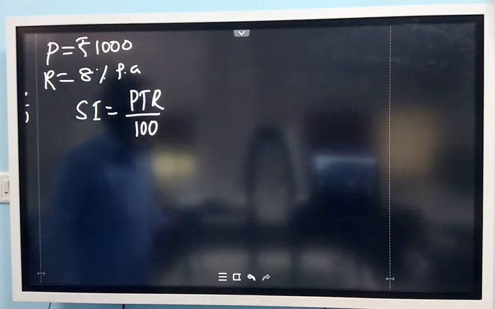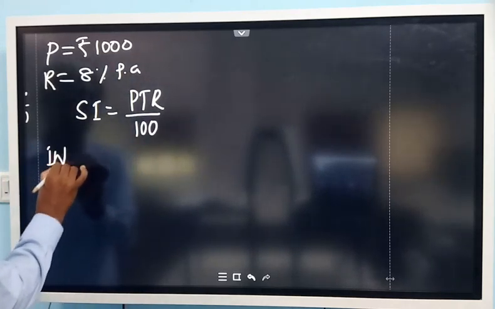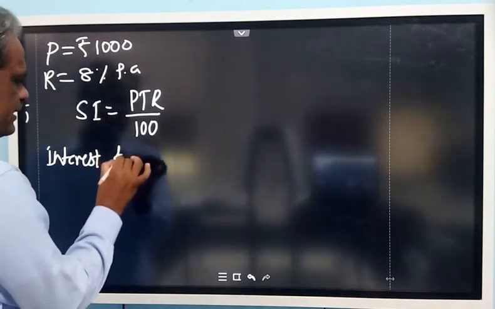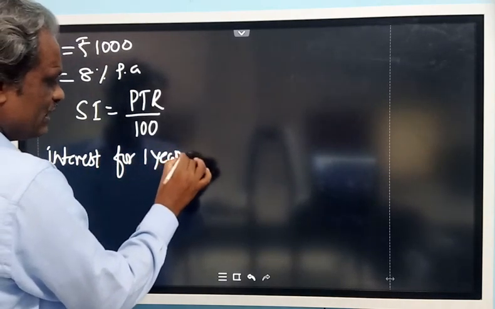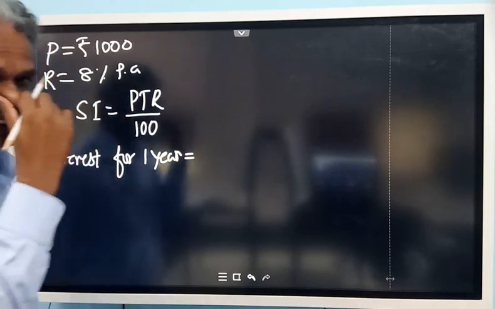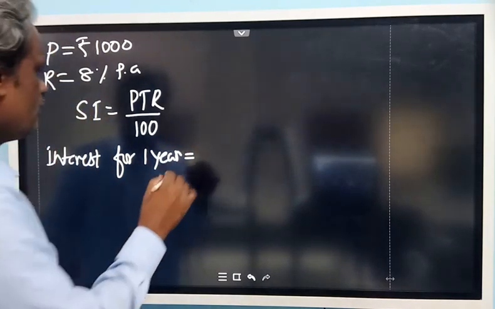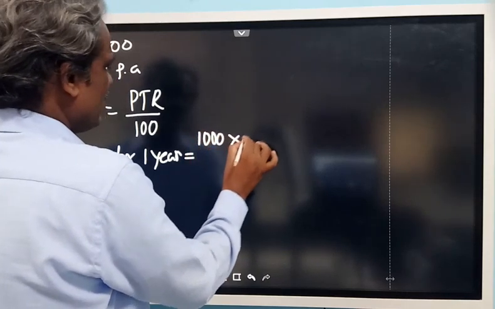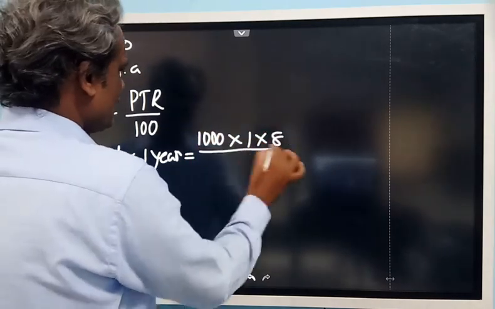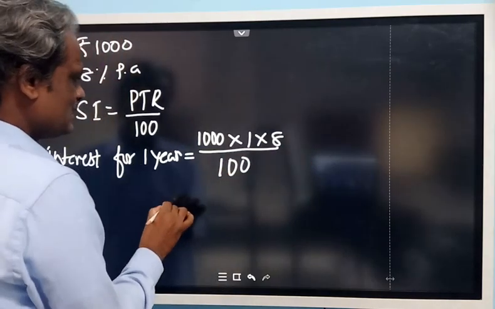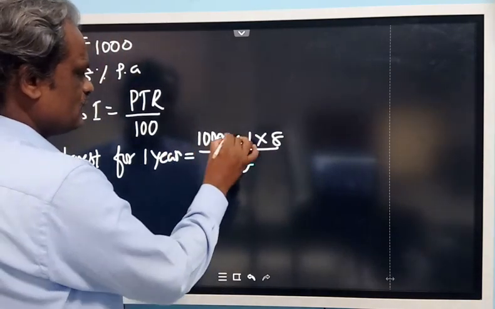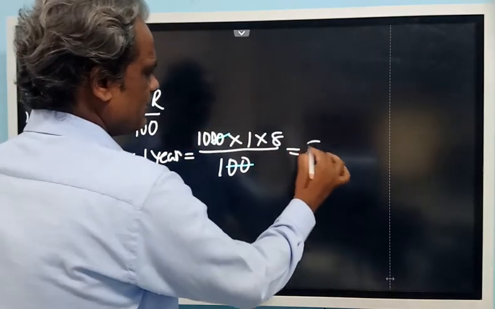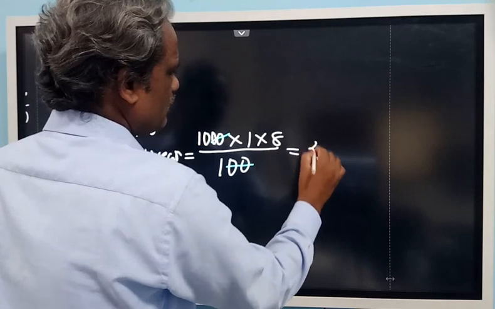So let us calculate interest for 1 year, or at the end of 1 year. Interest for 1 year will be P value 1000 into time 1, rate of interest 8 divided by 100. You can cancel the 2 zeros and 2 zeros. Remaining thing let us write as it is. It will be 10 into 8, 80 rupees. So it will be rupees 80.